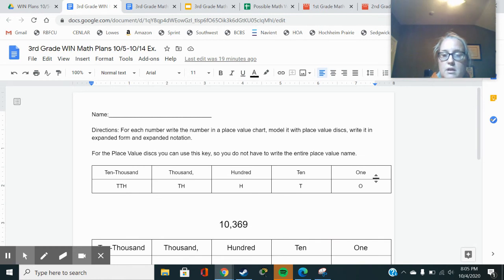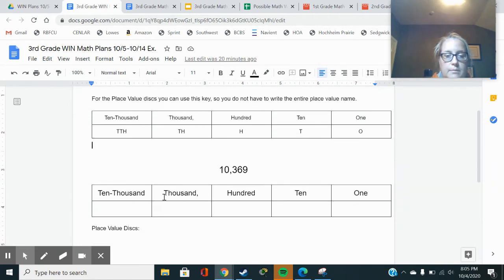So if you are going to use the place value discs for 1, instead of writing 1, O-N-E, you just have to put an O for 1. For 10, you're just going to put a T. For 100, you're going to put an H. For 1,000, you're going to put a TH. And for 10,000, you're going to put a TTH.